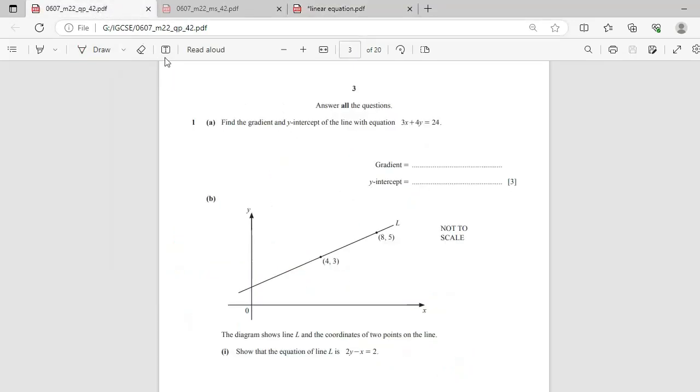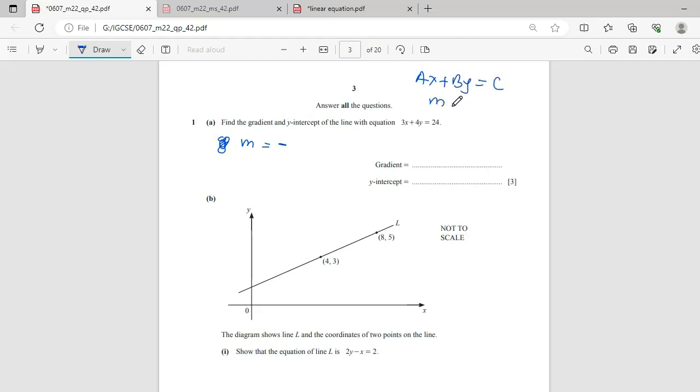So let's take one example from the question paper. Here the question is: find the gradient and the y-intercept of the line with the equation given here, 3x plus 4y is equal to 24. Since this is a standard form, and we have to identify the gradient, denoted by m, what is the formula? In this case we will write minus coefficient of x. What is the coefficient of x? Let me write here, ax plus by is equal to c.